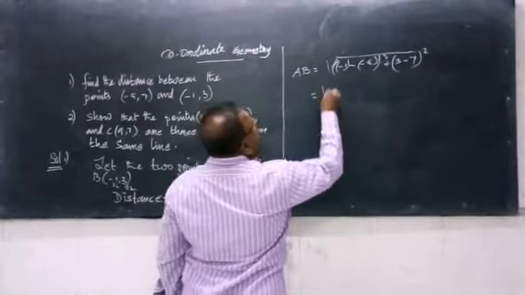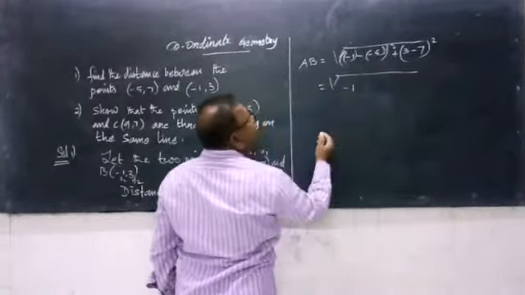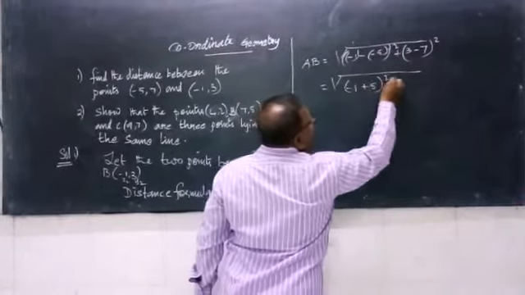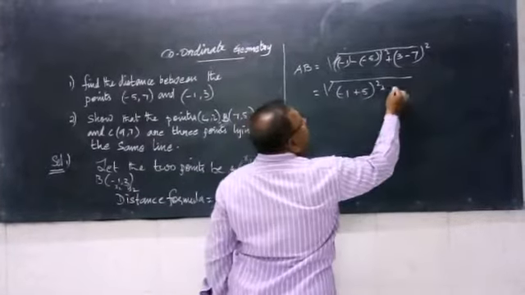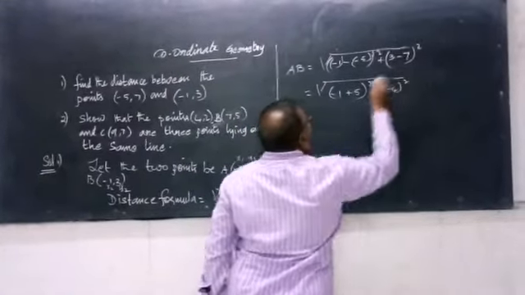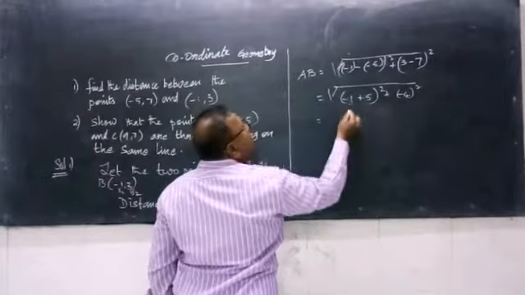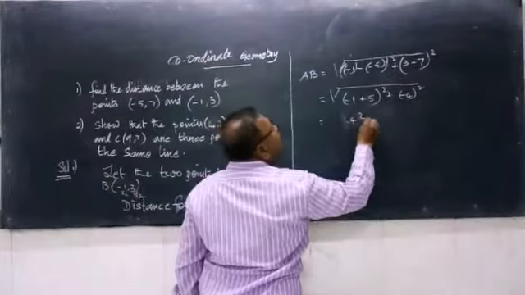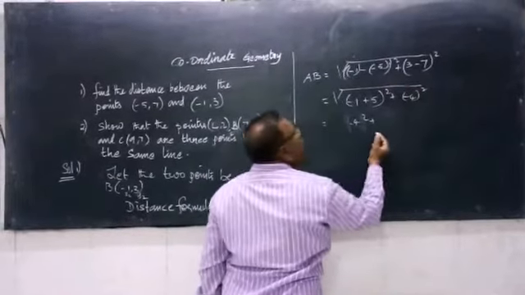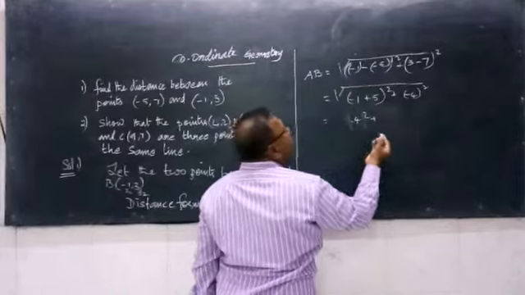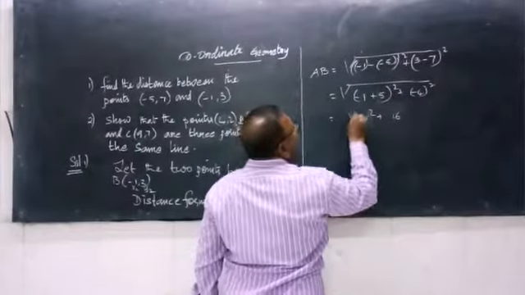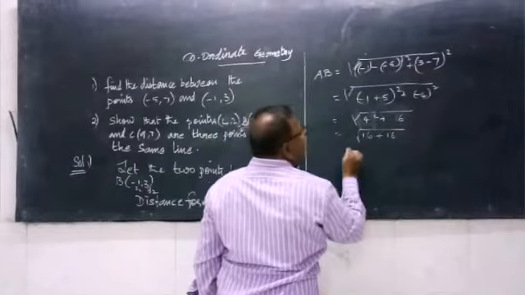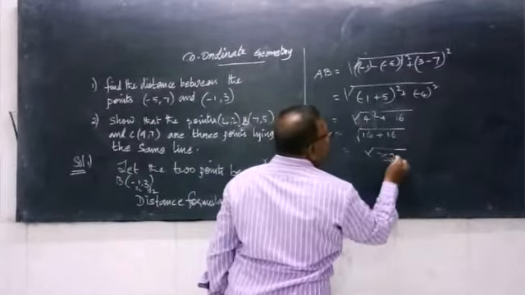Now here, square root of minus 1 minus minus 5, minus into minus it is plus, whole square, plus 3 minus 7, it is minus 4 whole square. Now here, 5 minus 1, 5 minus 1 is 4. So 4 square. Again here, minus 4 whole square is nothing but plus 4 square, or you can simply write 16. 4 square is 16, plus 16. It is root of 32.